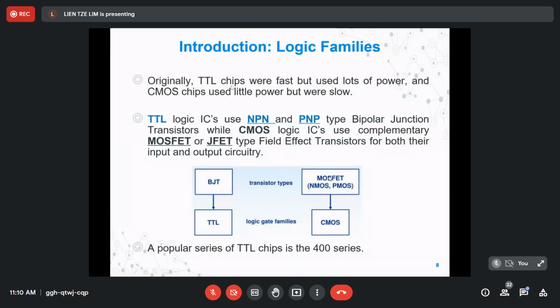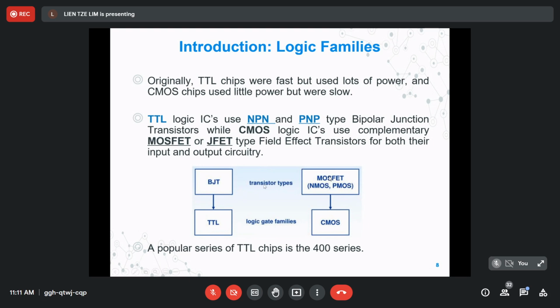Originally, TTL chips were fast but used lots of power, and CMOS chips used little power but were slow. This is the comparison between TTL chips and CMOS chips. TTL logic ICs use NPN and PNP type bipolar junction transistors, whilst CMOS logic ICs use complementary MOSFET or JFET type field effect transistors for both their input and output circuitry.